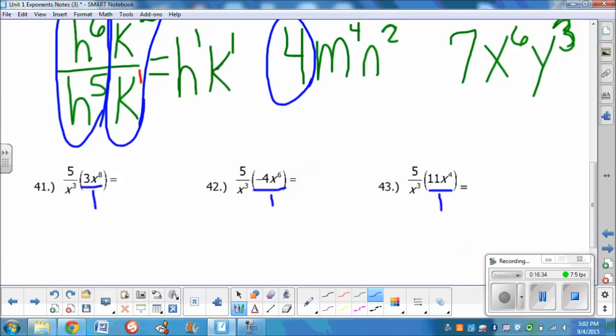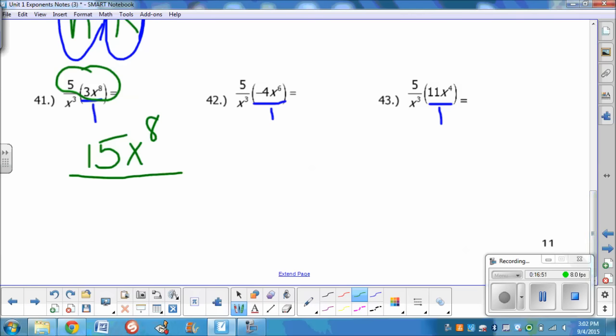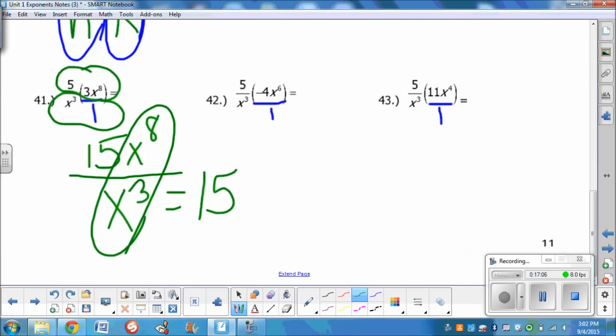Ready? So what I would do first here is I would multiply, because we've got fractions. I would multiply across the numerators. So that gives me 15 x to the 8th divided by, then I have the denominators. X to the 3rd times x to the 1st is just x to the 3rd. Now I have to simplify that. So that's 15, and now I've got those like bases, and we're dividing, so we subtract x to the 5th.